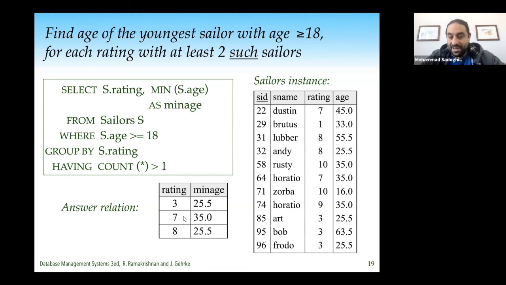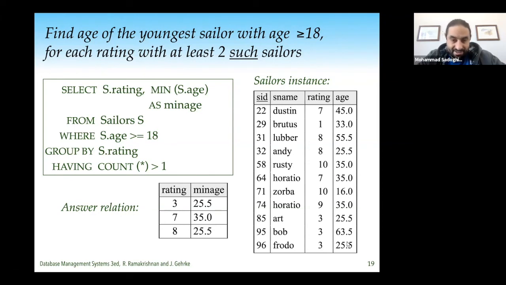So, for example, let's look at the result. This is our input relation. Let's say Y3 was selected. That will help us. So rating 3. We have 3 sailors who have rating 3, okay?